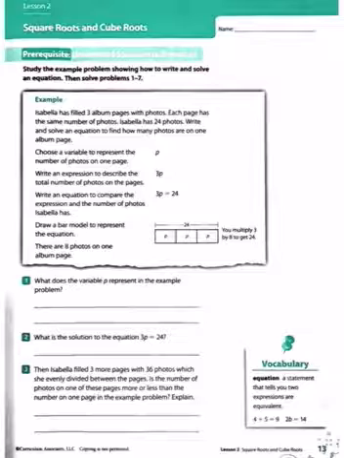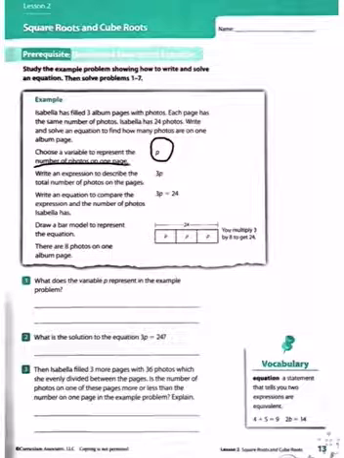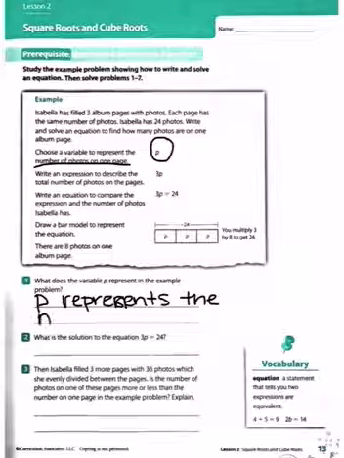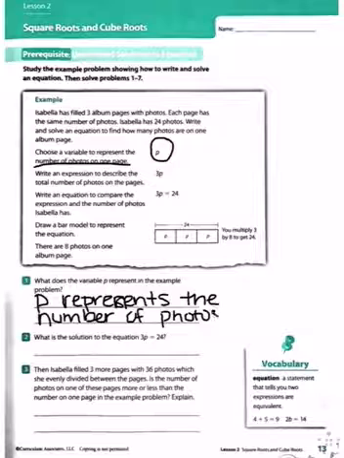Number 1, what does the variable P represent in the example problem? So up at the example it says P represents the number of photos on one page. So P represents the number of photos on a page.